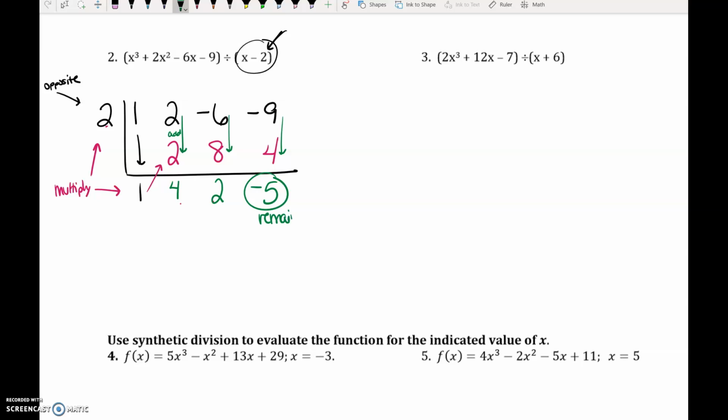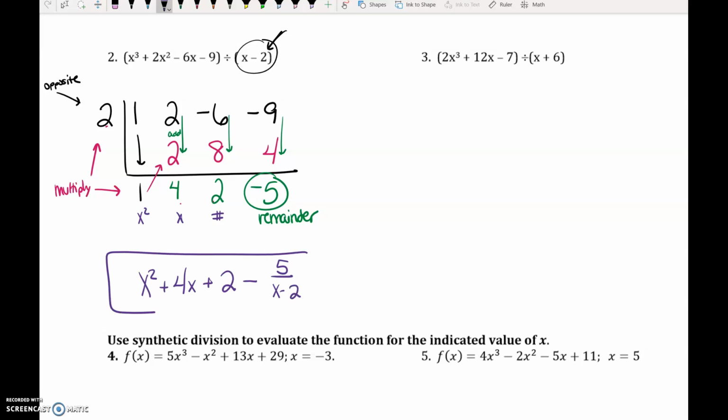That is our remainder. We started with x cubed, so this first term is x squared, then x, then the number. So our answer is 1x squared plus 4x plus 2 minus our remainder of 5 over what we originally started with.